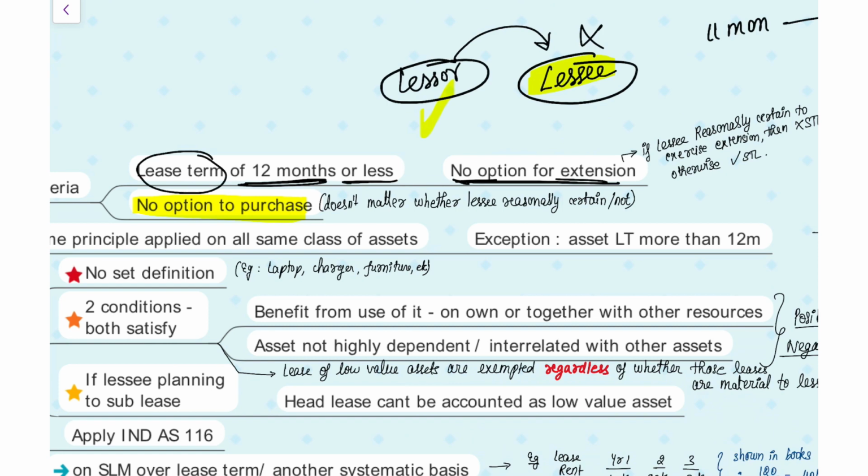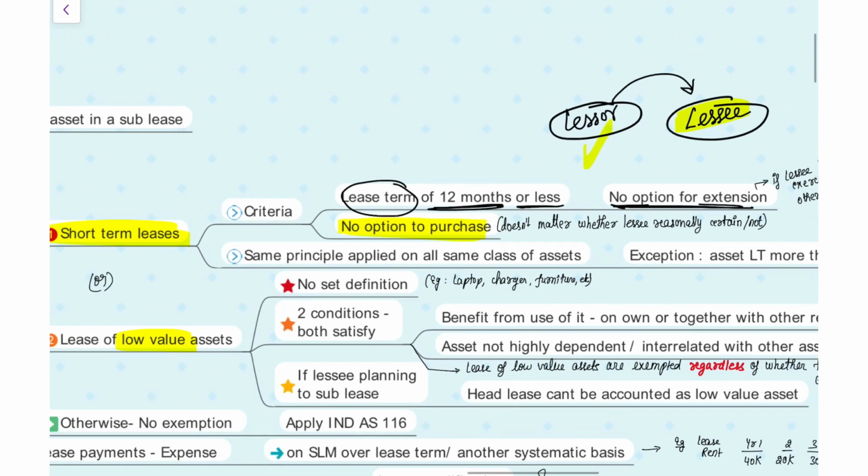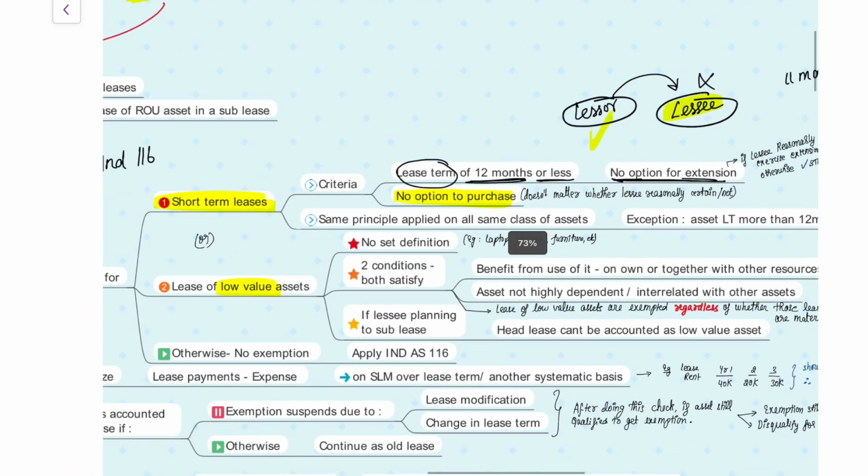Okay, so why does it not come under short-term leases? Because if you have an option to purchase and suppose you purchase it, then it is no more a short-term lease. Then the asset becomes yours itself. The entire life of the asset is with you only. So it will not come under short-term lease.